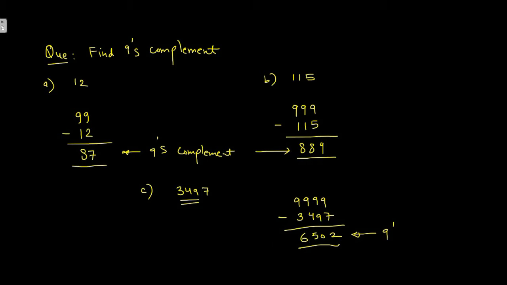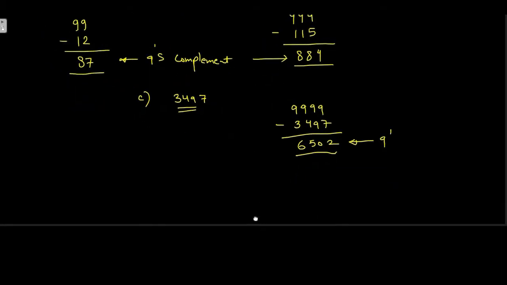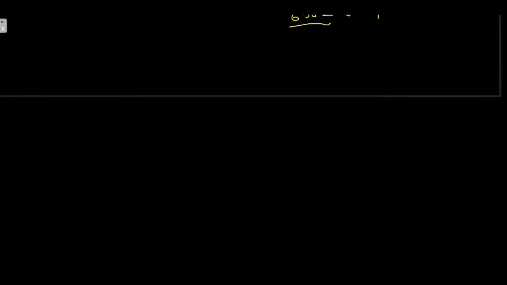Now next, in order to find the 10's complement of any decimal number. In order to find the 10's complement of a decimal number, we first find the 9's complement and then add 1 to it. It gives the 10's complement. For example, we have to find the 10's complement of decimal number 12.